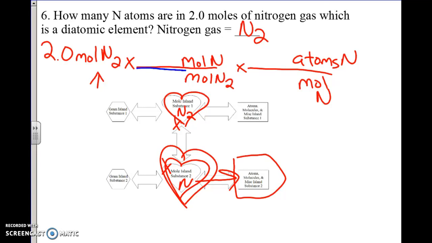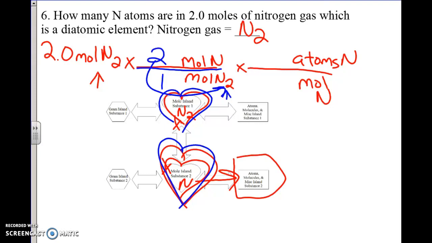So right here, we have moles to moles, mole island to mole island. The name of that bridge is subscript bridge. We only have 1 subscript there. So in every mole, 1 mole of N2, there are 2 moles of N. This 2 comes from right there.